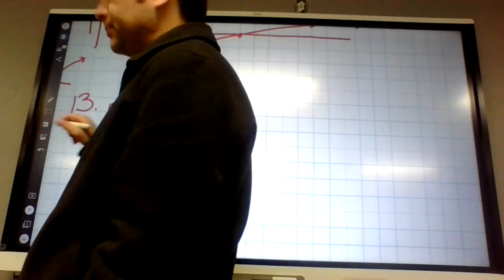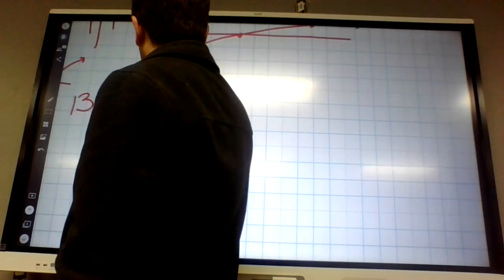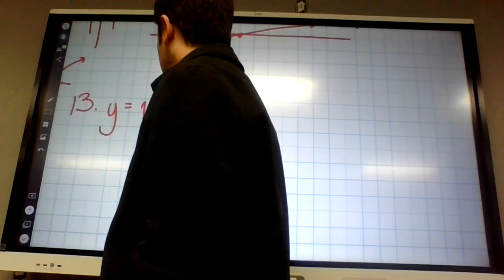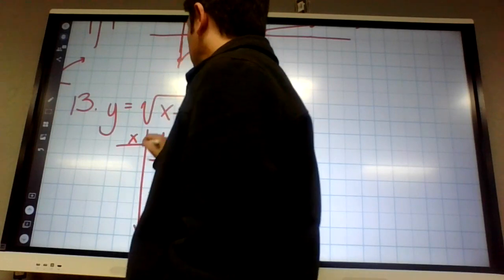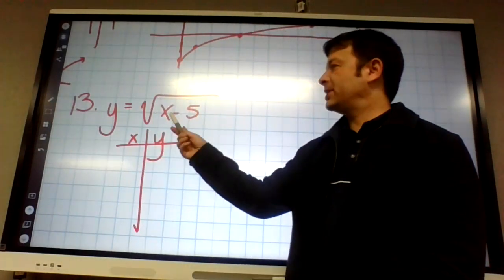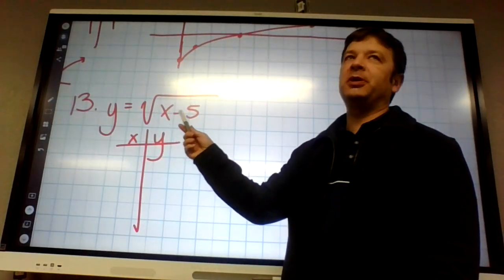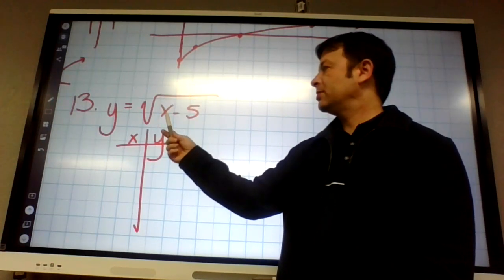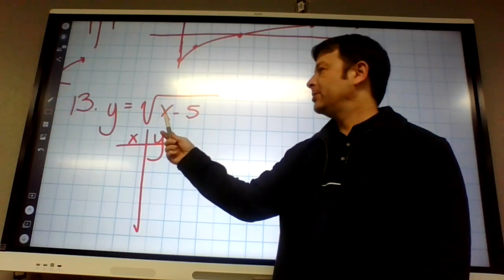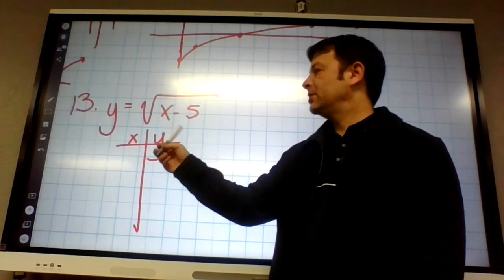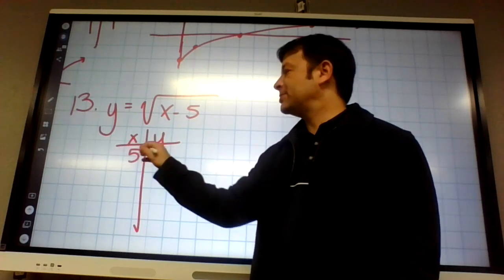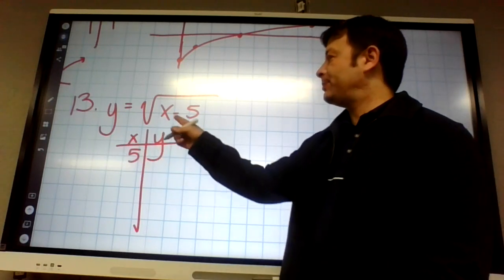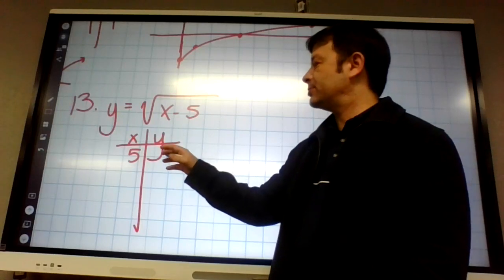So, what's the smallest thing I could plug in and it still works? What makes the square root 0? What could I put for x? Plus 5, right? Yeah, that's the smallest. 5 is the smallest thing that works. If I plug in 5, I'm going to get 0. Square root of 0 is 0.